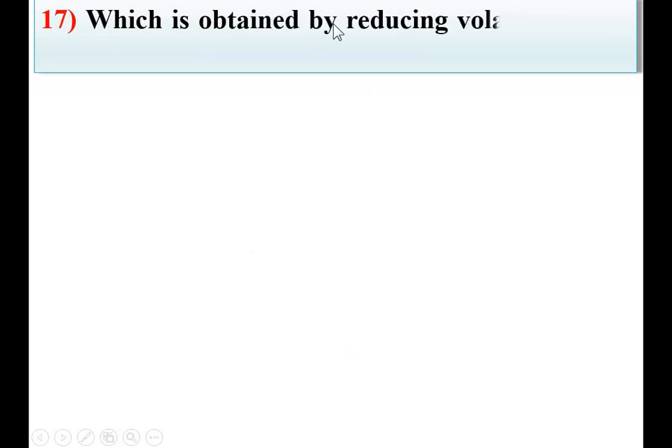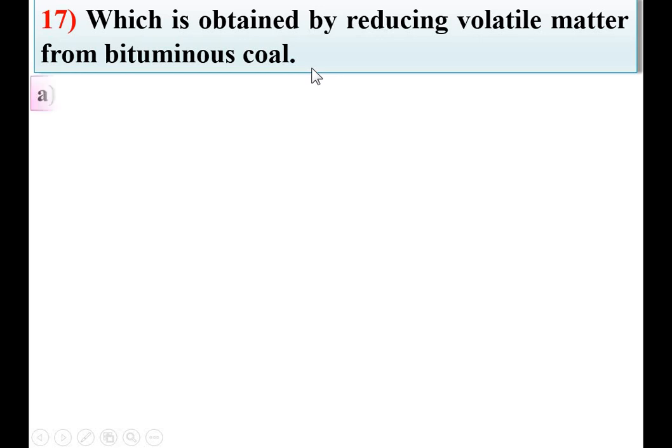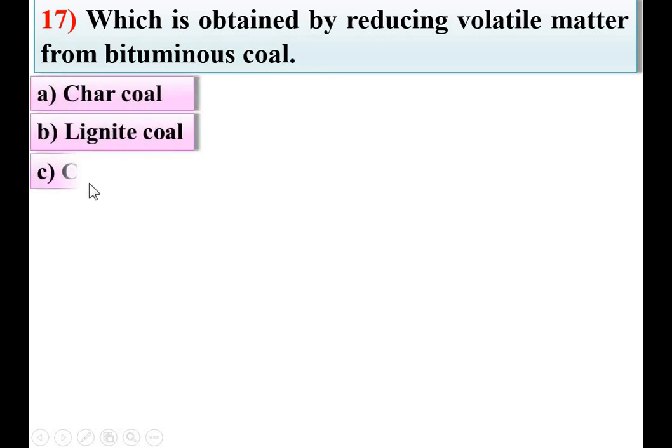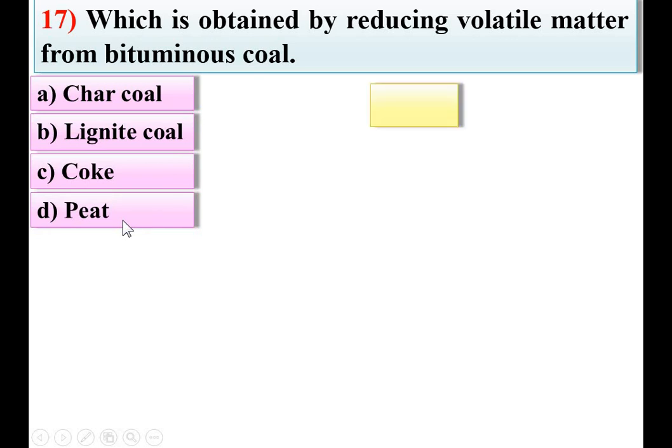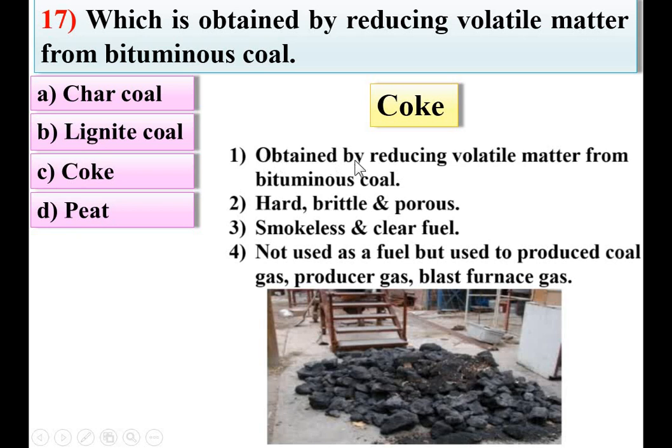Next, which is obtained by reducing volatile matter from bituminous coal? Options: charcoal, lignite coal, coke, peat. Let me show you the important note about coke. It is obtained by reducing volatile matter from bituminous coal. So coke is the right answer. It is hard, brittle and porous, and this is the figure of the coke. So this is for your information. So C is the right answer.